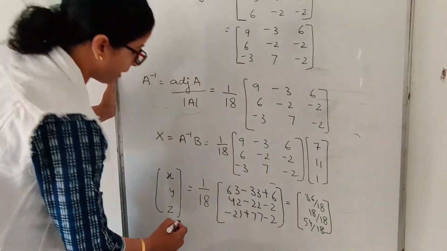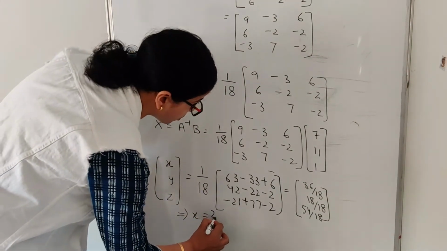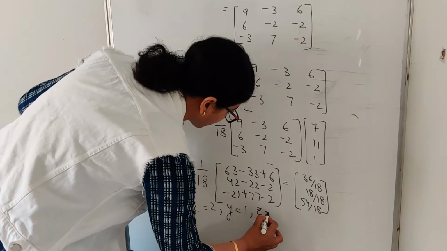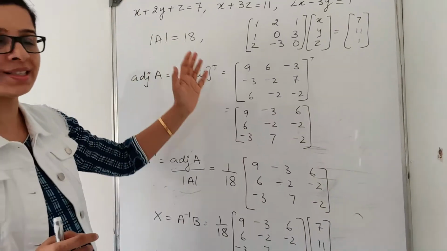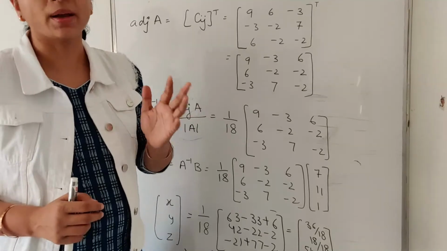So what does that imply? X is equal to 2, Y is equal to 1 and Z is equal to 3. So this is the proper way of solving the equations by matrix method.